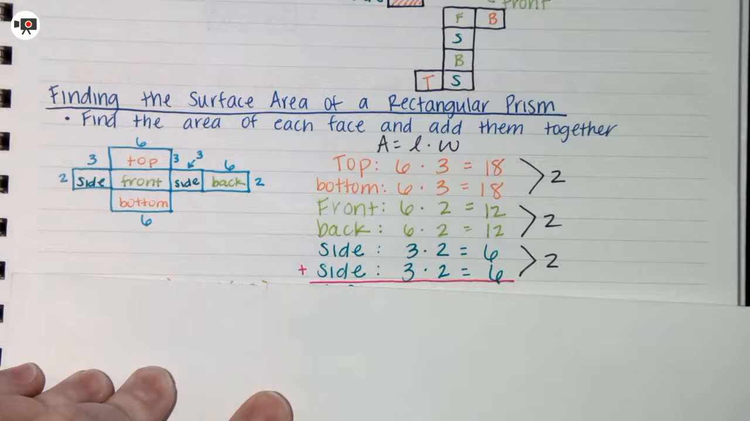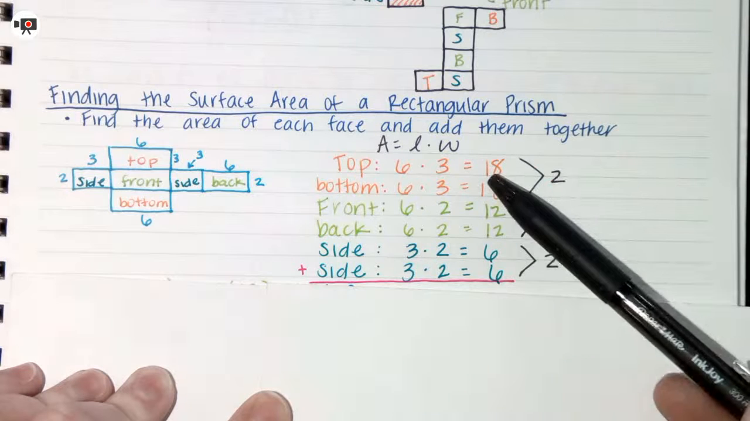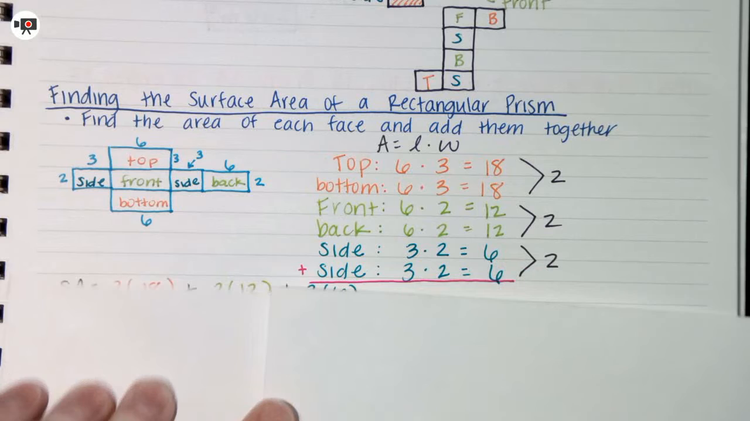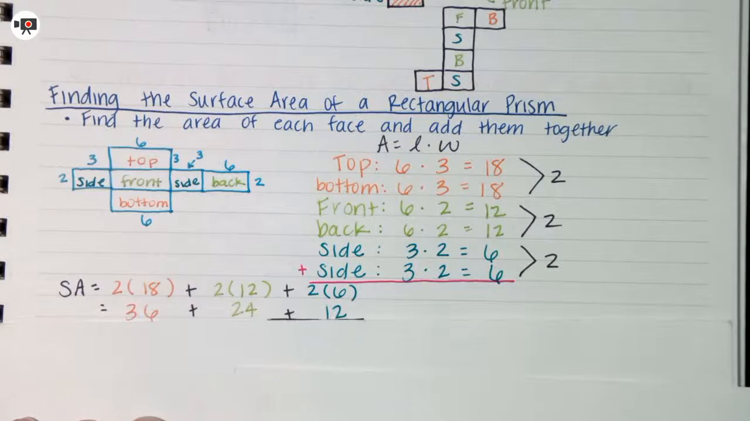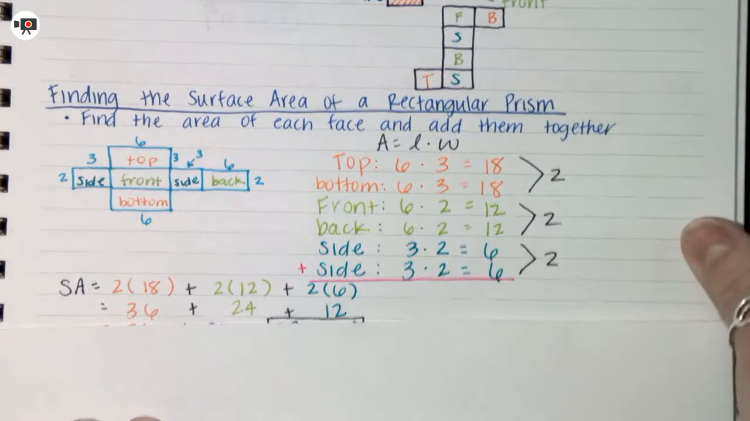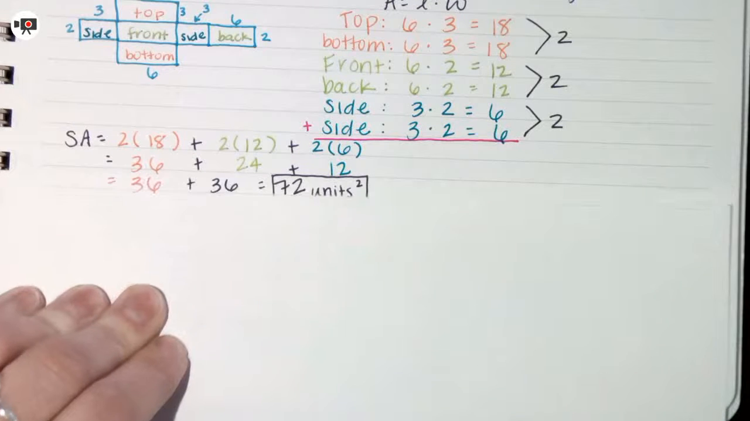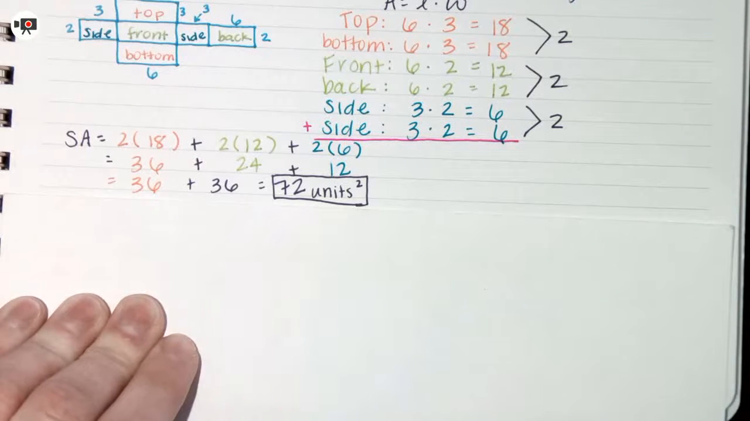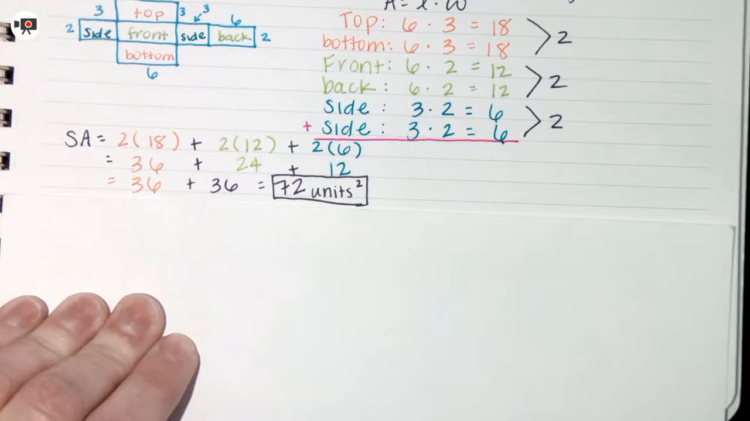A little easier way to do that, I could say I have two that are 18, 2 that are 12, and 2 that are 6. So if I add those together, that would be 36 plus 24 plus 12. I know 24 plus 12 makes 36, and 36 and 36 is 72. So that's a little bit easier than trying to add up all of these in your head.